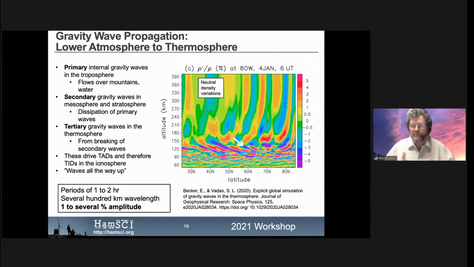And we know from these simulations and from some observations, tough to observe the neutral atmosphere, and we're talking about periods of 1 to 2 hours, several hundred kilometer wavelength, but 1 to several percent amplitude. As this particular plot from the paper shows, this is relative density perturbations, and this is a percent scale, and you can see 1 to several percent variations here, reasonably organized. So the thermosphere, and hence the ionosphere, is being really modulated by these sources.